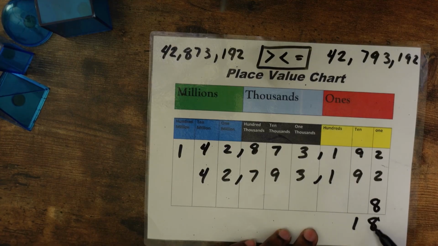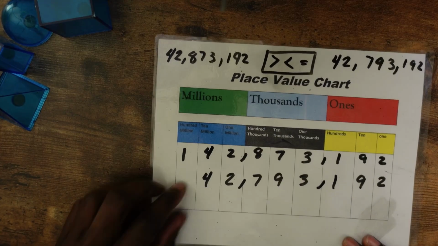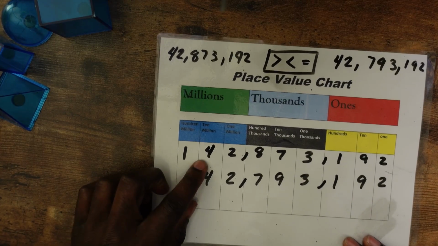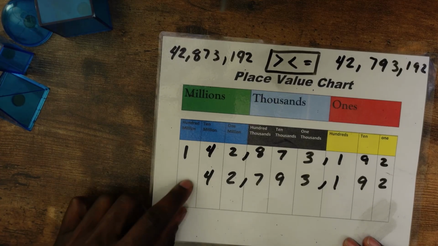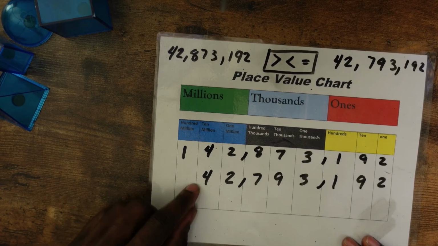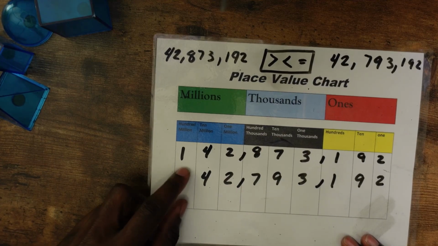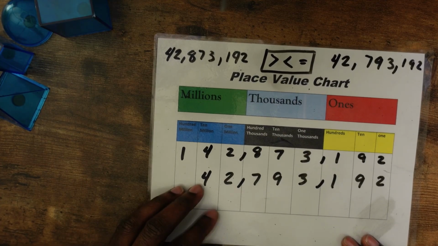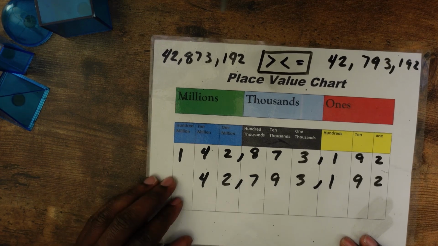So I can automatically know that 18 is greater than 8. Same concept goes for the larger numbers. If you have a larger number and it goes to a place value that's larger than this number even possesses, this number doesn't even possess 100 million. This has 1, so it's automatically larger. You don't even have to proceed any further.